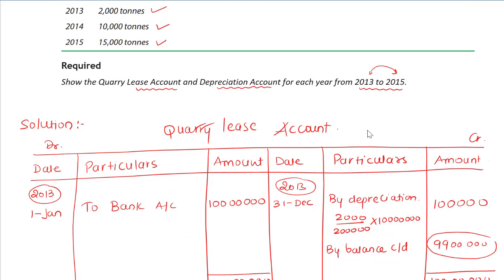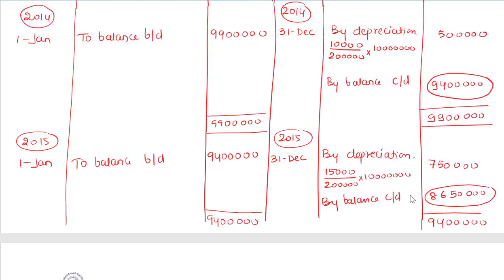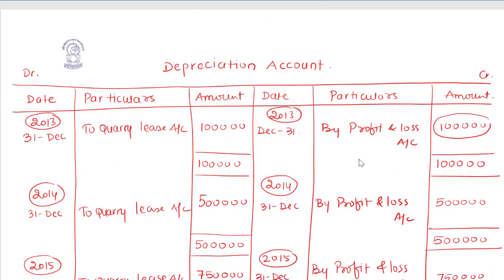In this way we completed the query lease account for all the 3 years, and then we transferred the amount of depreciation to profit and loss account. For 2013, we took the amount of depreciation from query lease account, which is 1 lakh, and transferred it to profit and loss account on the same day, 31st of December.